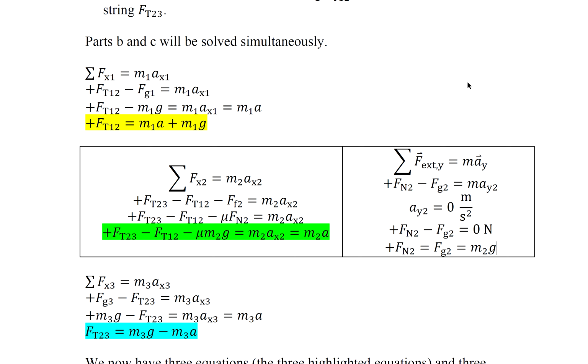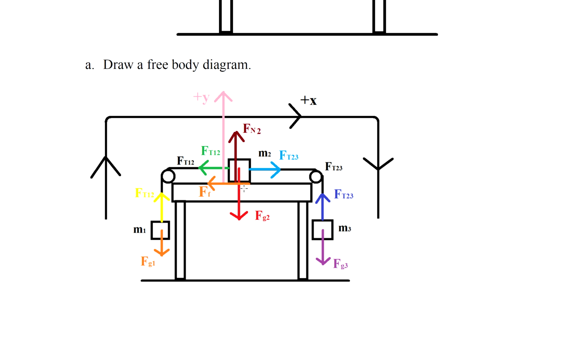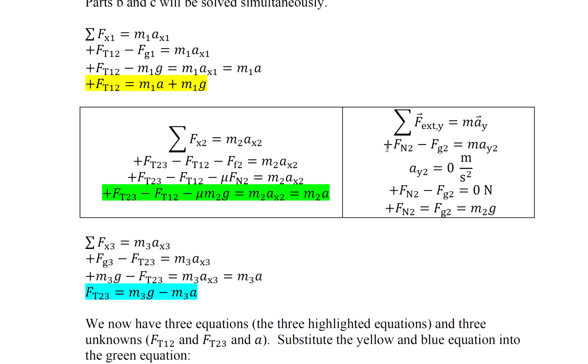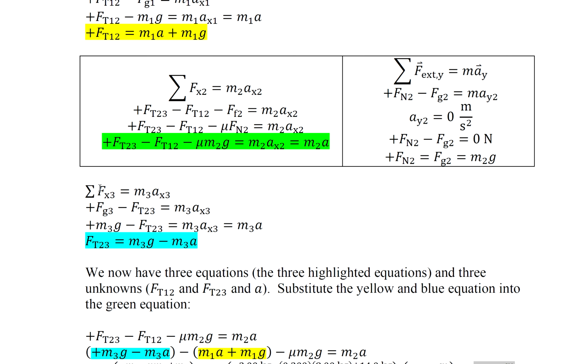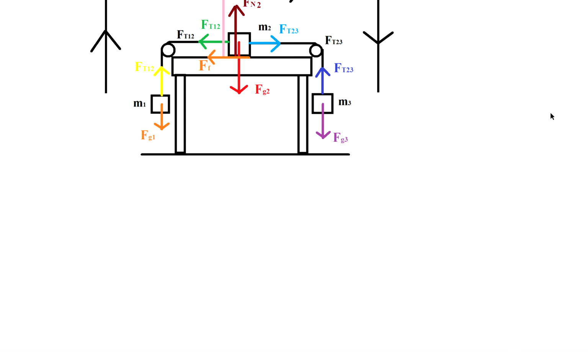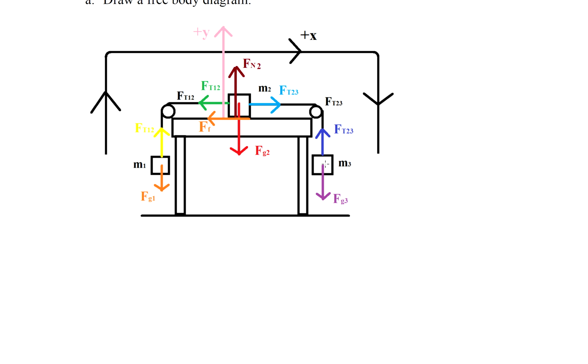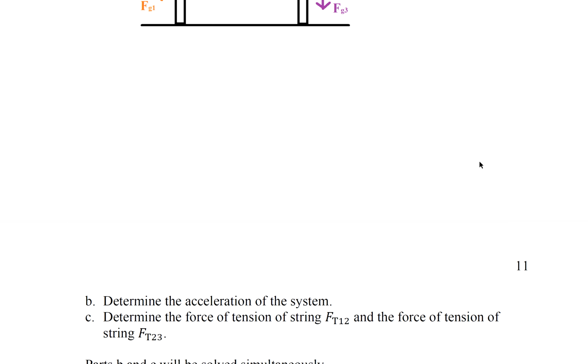And here we have sigma F sub y equals m a sub y for mass 2. This is not jumping up and down, so we know force normal 2 minus force gravity 2 equals 0, which is here. And finally for mass 3 we have force of gravity minus force of tension equals ma. Look at mass 3 here. Force of gravity minus force of tension equals m3 a3.